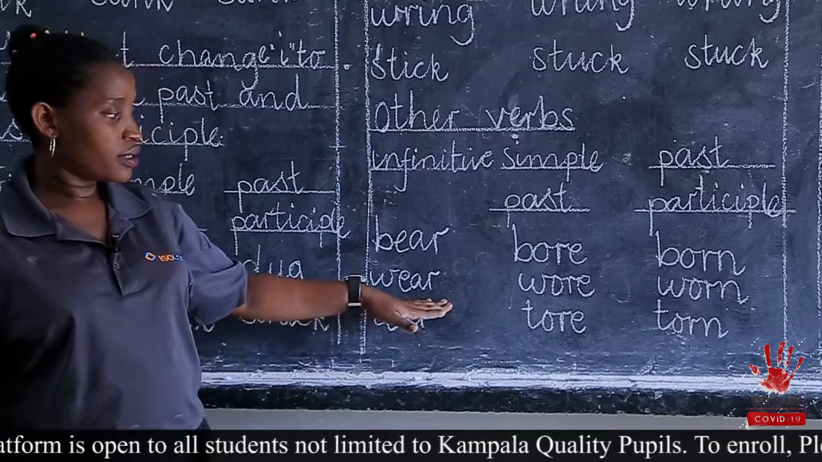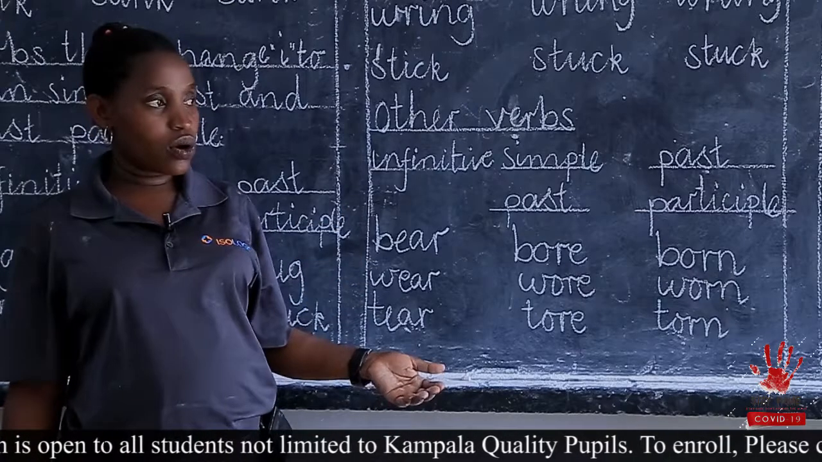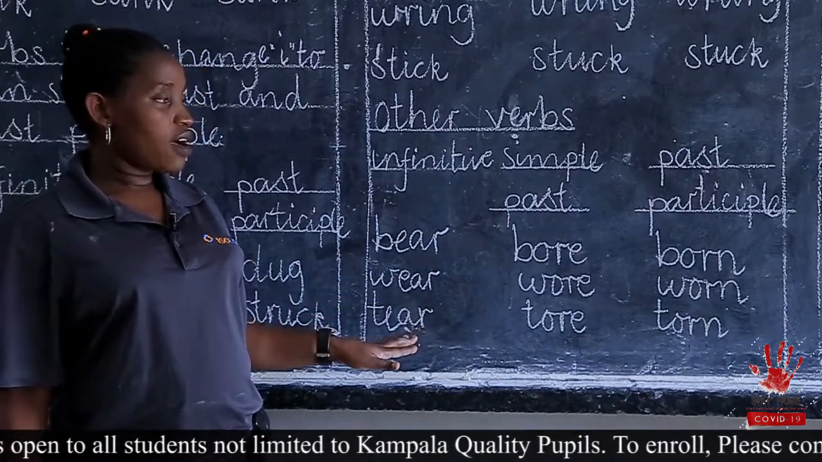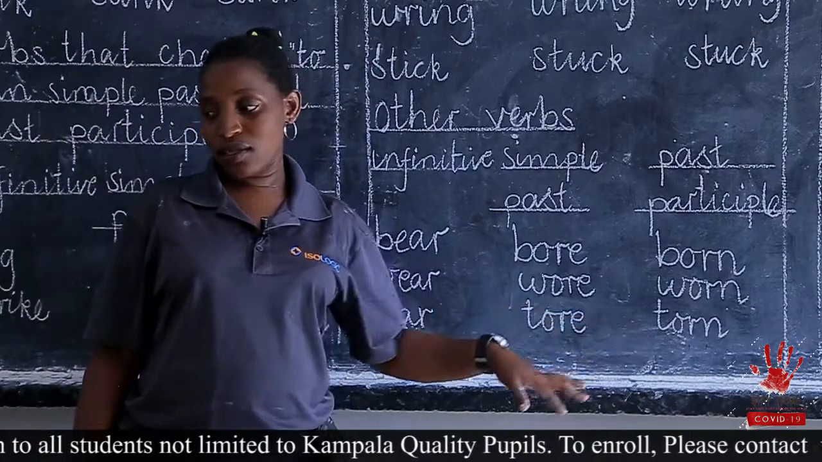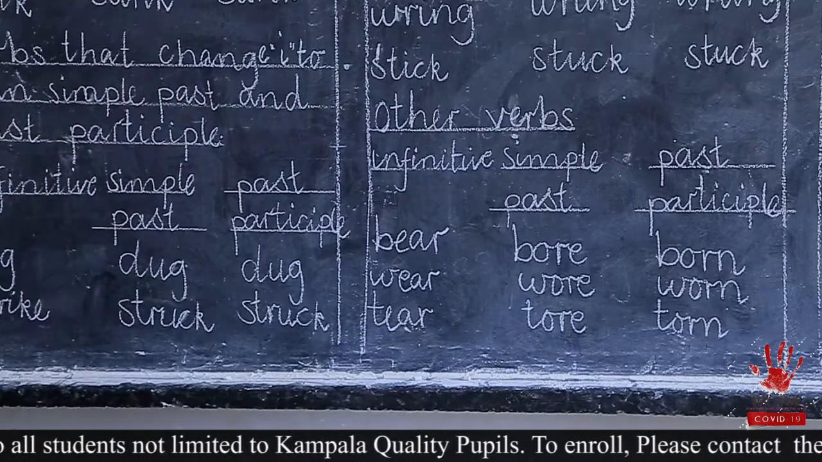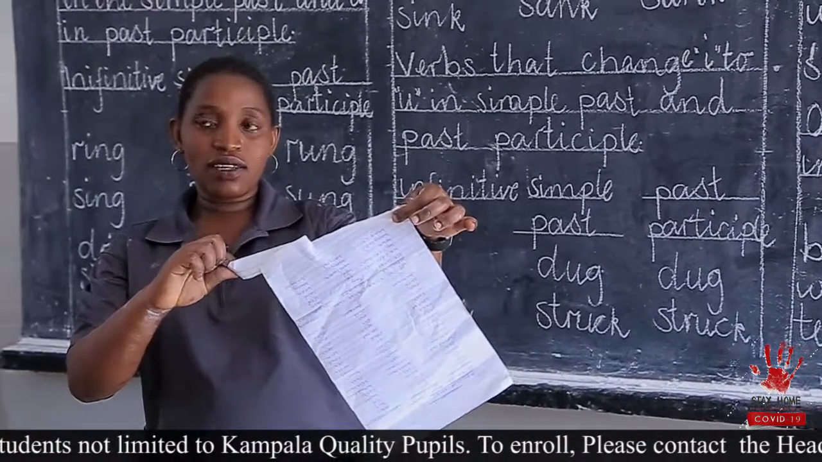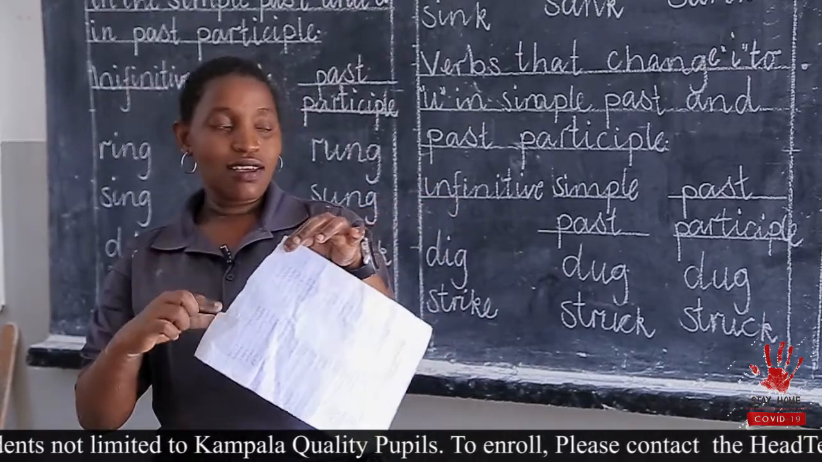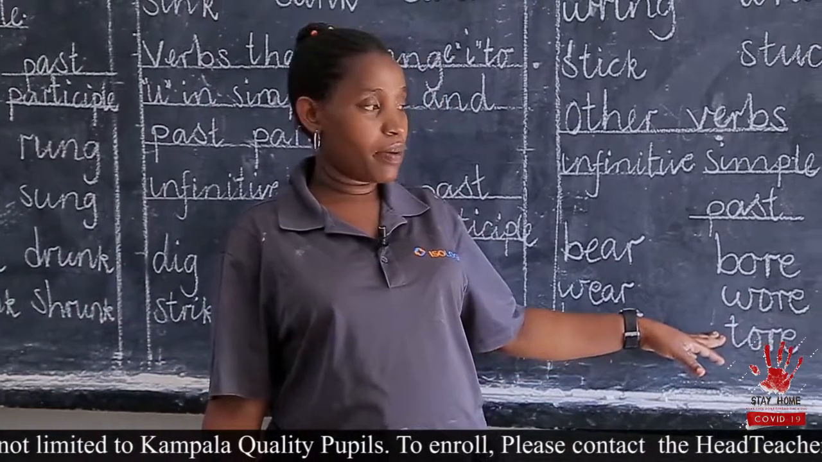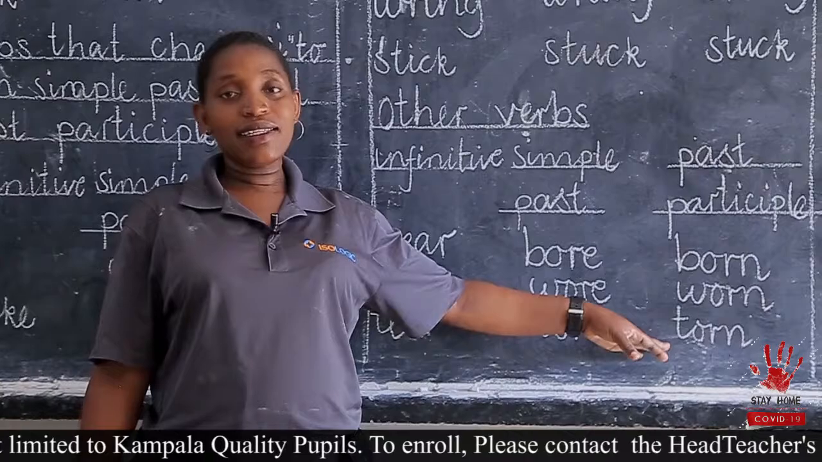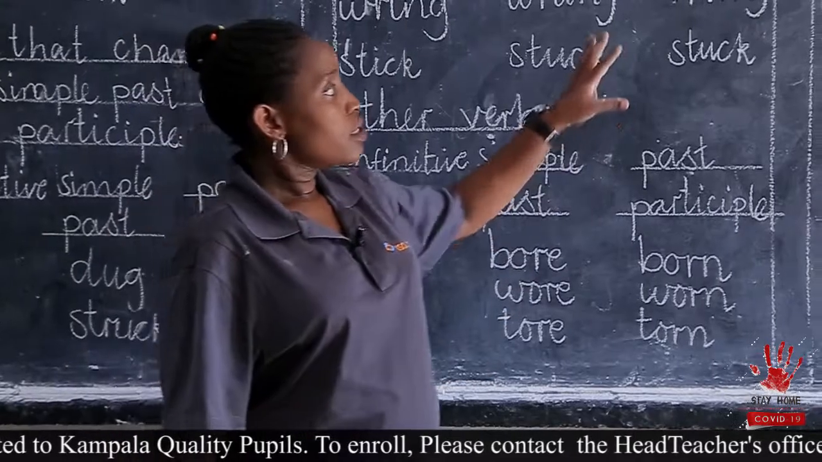So we have wear, wore, then worn. Wear, to put on a cloth. That is wear. We have tear, tore, then torn. Yes, like you get this piece of paper, you get it, and you tear. We shall say this is tearing. Yes. In the simple past, it will be tore. The teacher tore the paper. And torn. The teacher has torn the paper. That is tear.